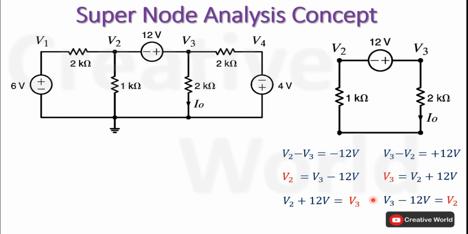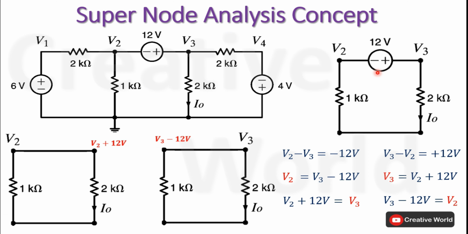After calculating node voltage equations including voltage source value, we can form supernode on these 2 points. In this first diagram, 12 volt source is merged with V3 and V3 is replaced with its equation V2 plus 12 volt. Similarly, in this second diagram, 12 volt source is merged with V2 and V2 is replaced with V3 minus 12 volt. After merging the voltage source to either node, this node will act as supernode and it will be considered a single node inside the network. Now move back towards the problem.